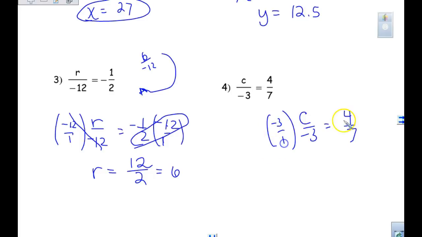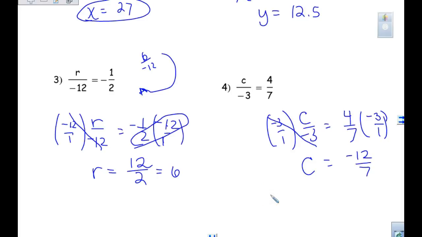Nice, negative 3 over 1, and over here by negative 3 over 1. I'm going to keep it over 1 because I have fractions, right? Negative 3 divided by negative 3 is just 1, so I have c left. And this side, I can't simplify 3 and 7, so I'm multiplying, and I get negative 12 over 7.